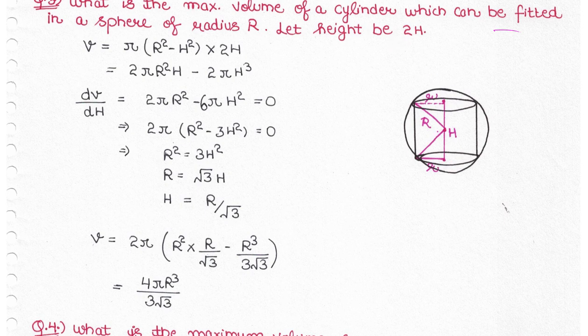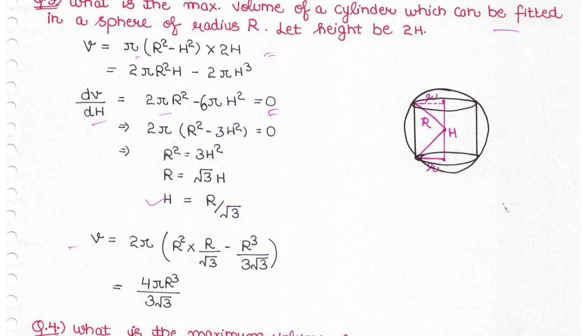As you can see here, a cylinder is fitted within a sphere. From the figure, the volume V is equal to π(R² − H²) into 2H. So the volume is 2πR²H − 2πH³. The first derivative of volume with respect to height, dV/dH, is equal to 2πR² − 6πH², which is equal to 0, or H is equal to R by root 3.